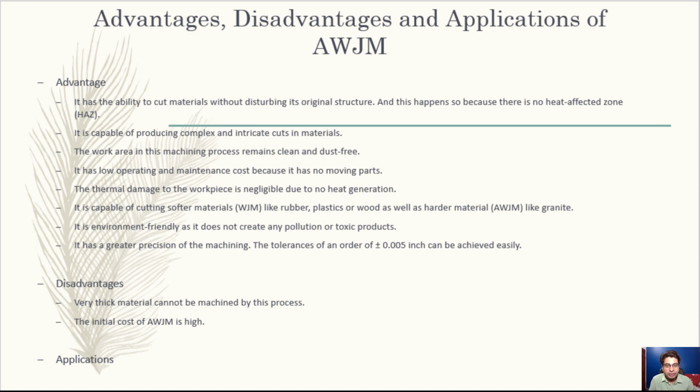It is capable of cutting softer materials like rubber, plastic or wood, as well as harder materials like granite. It is environmentally friendly and does not create any pollution or toxic products. It has a greater precision of machining compared to AJM. Tolerances of the order of plus minus 0.005 inch can be achieved easily. Disadvantages include that very thick material cannot be machined in this process. The initial cost of abrasive water jet machining is high.